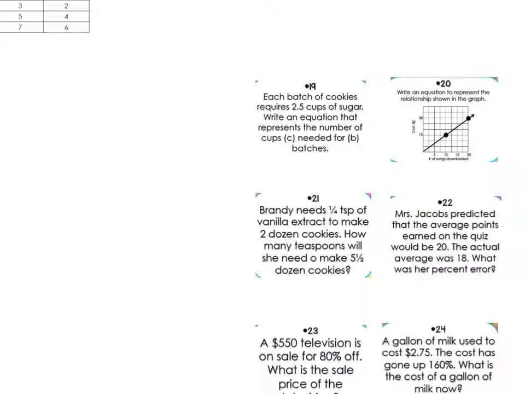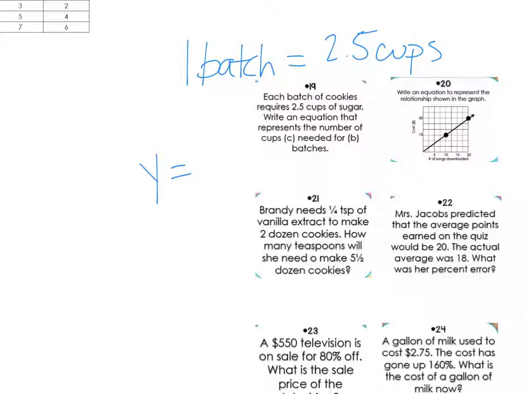So every one batch of cookies takes 2.5 of these. So one batch of cookies needs 2.5 cups of sugar. So write an equation that represents the number of cups needed. So that means cups needed for every batch. So you would say y equals 2.5b. So if you want to make one batch, then you need 2.5 cups. If you want to make 2 batches, you need 2.5 times 2.